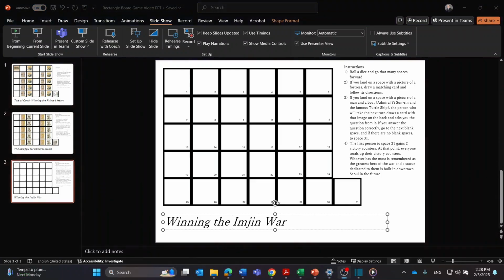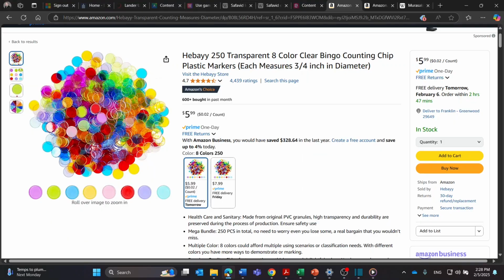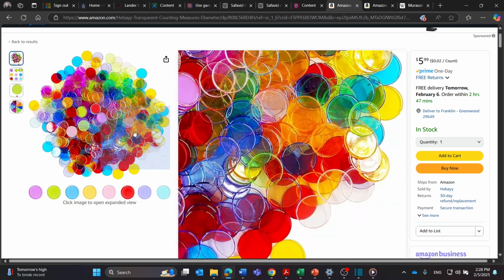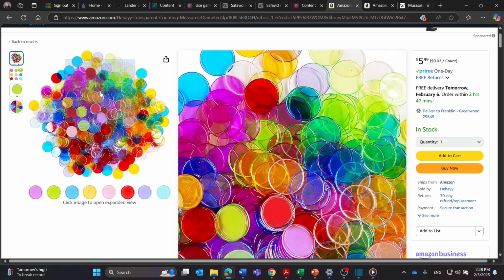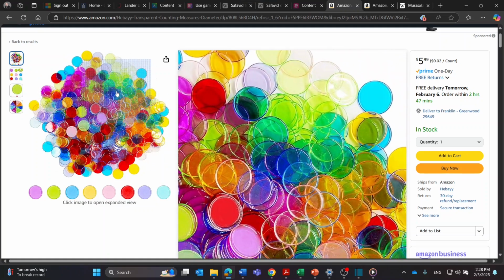Now, I had mentioned the use of counters, and I should also point out you need some kind of marker for people to move across the board, right? Students need to know which student is which, how far they're going, and so forth. So one cheap way to deal with this is to buy some little plastic counters. So I bought a set of these for like $6. You get 250 of them. That's plenty.